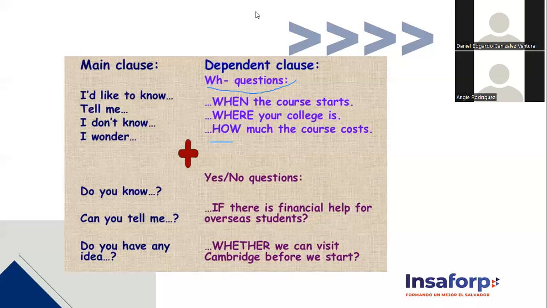Now, second exercise. Please start working on this, guys. Create one with question words or WH questions and one with yes, no. And this time, as in the previous exercises, give me the direct question, okay? I think I have one. Do you know when the holidays start? That's a good one. Actually, that's a really good one, Daniel. Do you know when the holidays start?